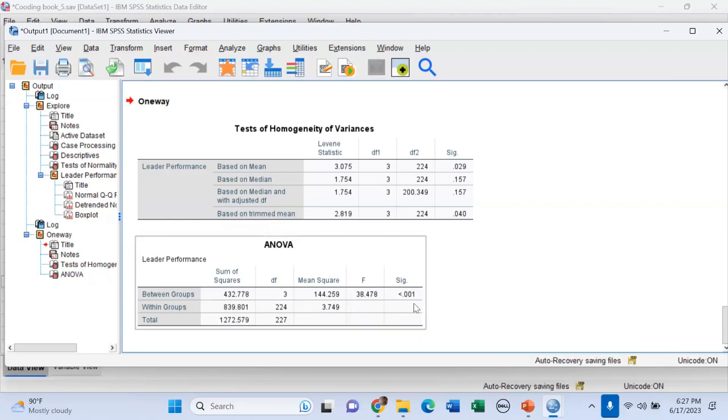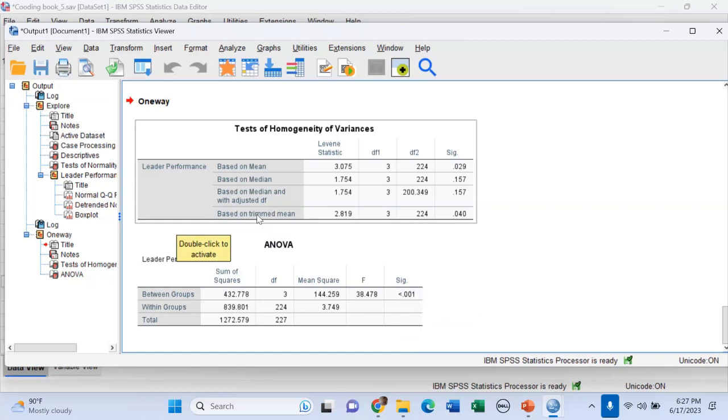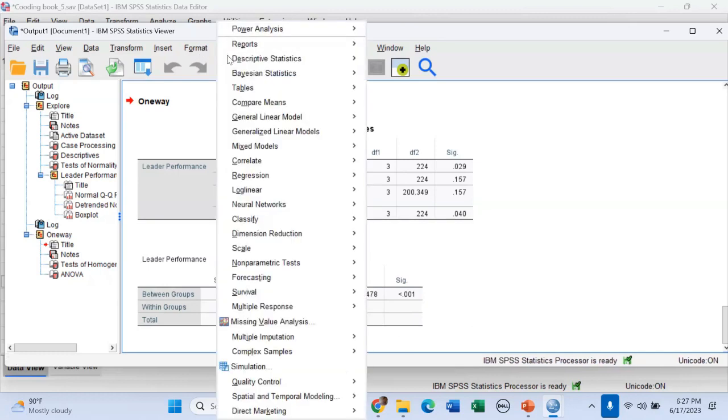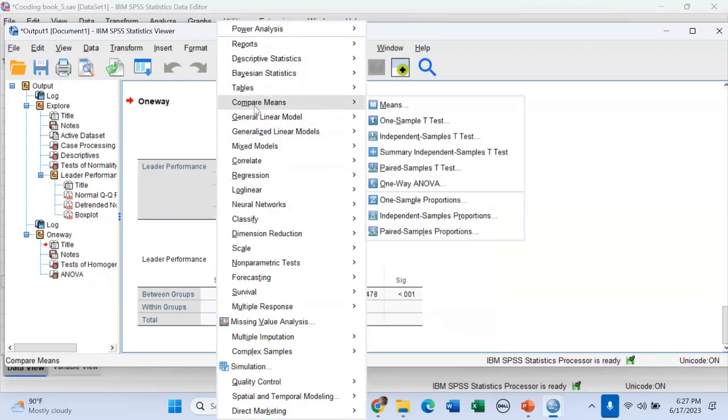Next, in order to understand how much difference we have, for example, we have 4 types: sexually diffuse, feminine type, masculine type, and androgynous. I want to know, out of these 4 groups, how each group is different, how much variance we have, the equality of variance. In order to understand that, we have to conduct post hoc analysis. In order to conduct the post hoc analysis, go to analyze, compare means, one-way ANOVA.